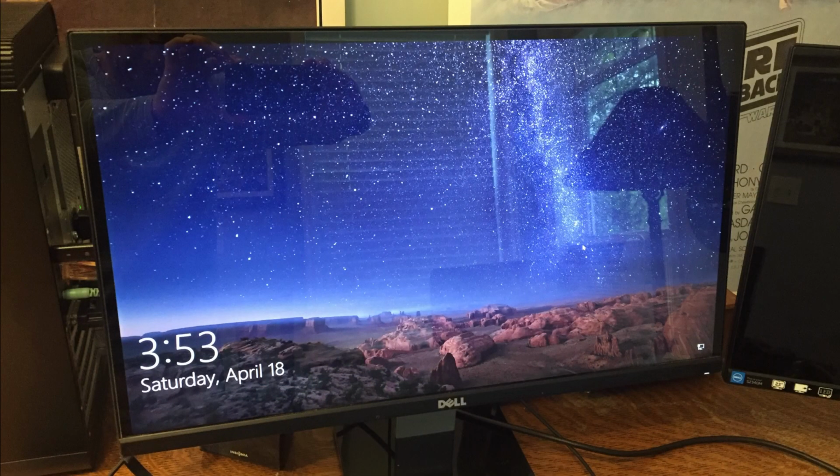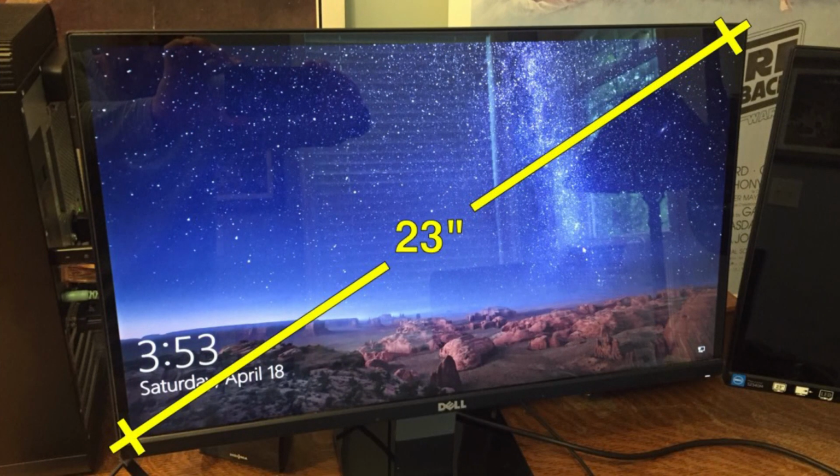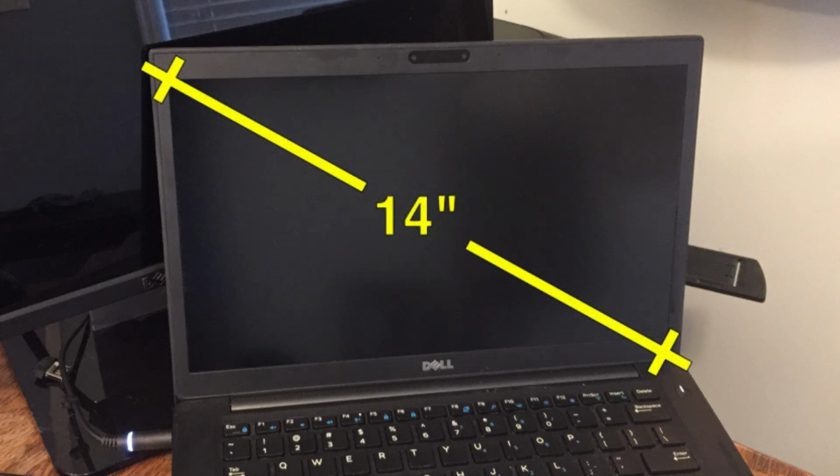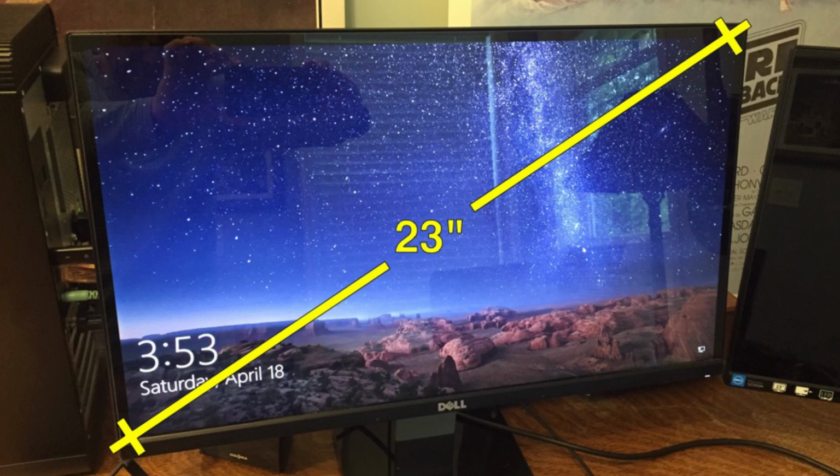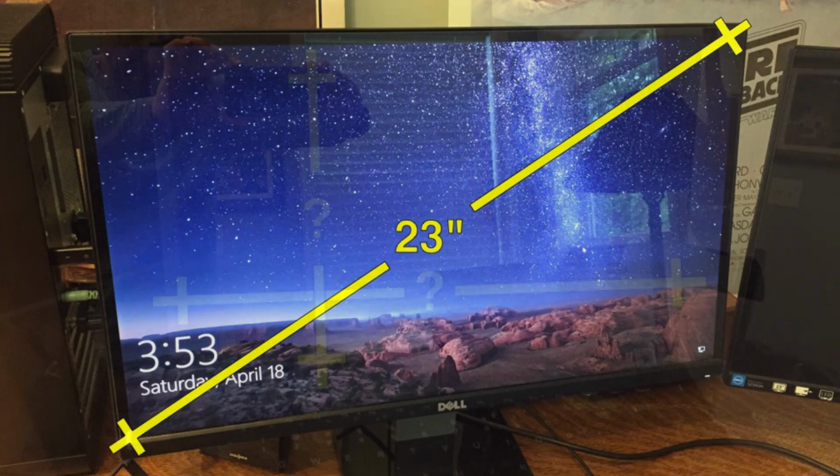What this measurement is, basically, is a diagonal measurement from one corner of the screen to the opposite corner of the screen, basically either the lower left to the upper right or upper left to the lower right. So in this case, it's 23 inches, and that is the size of the computer monitor.